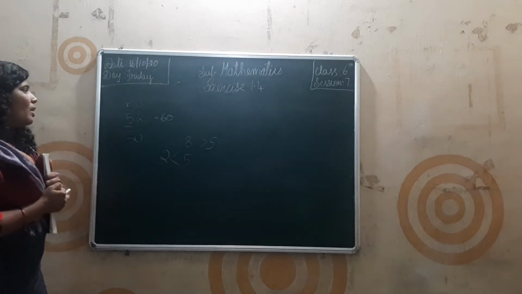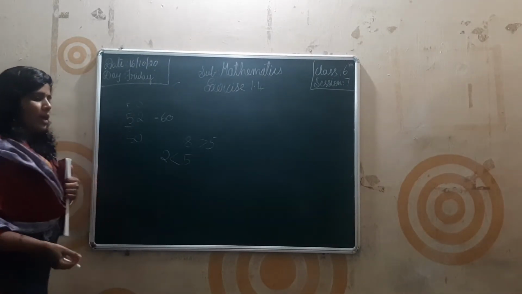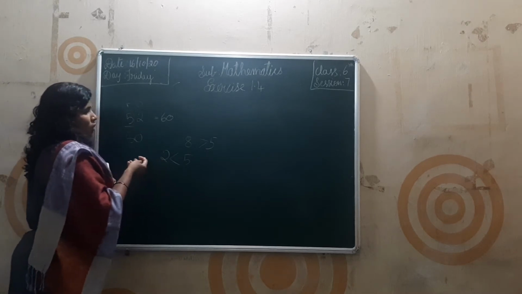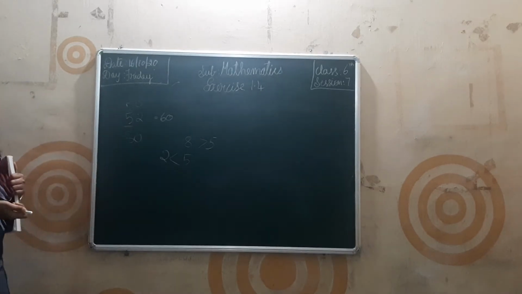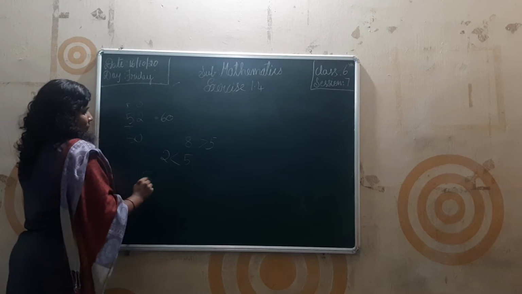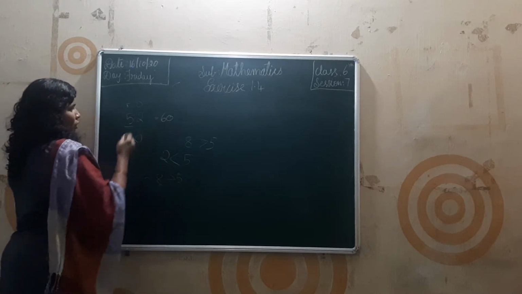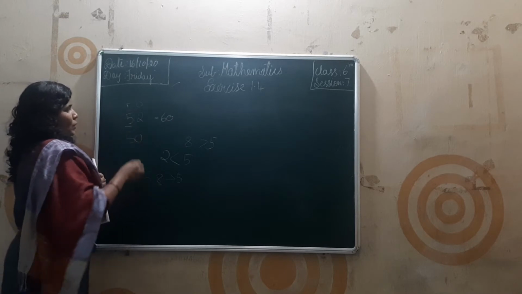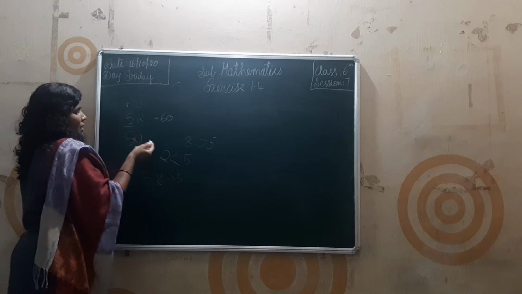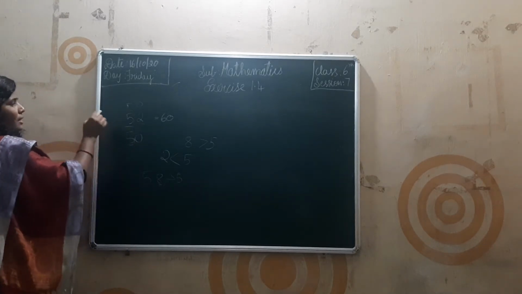Okay, students, if the number is more than 5, then we have to go for the forward tens number. If the number is less than 5, then we have to go for the previous tens value. Okay, 8 is greater than 5, so we have to go for the forward. In 52, 2 is smaller than 5, so we have to go for the previous, that is 50. Okay, this is estimating in the tens.